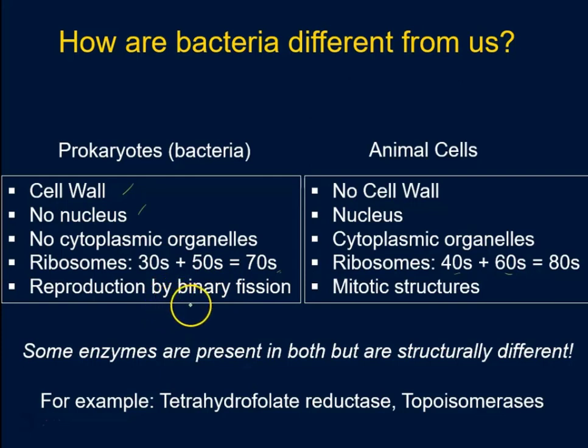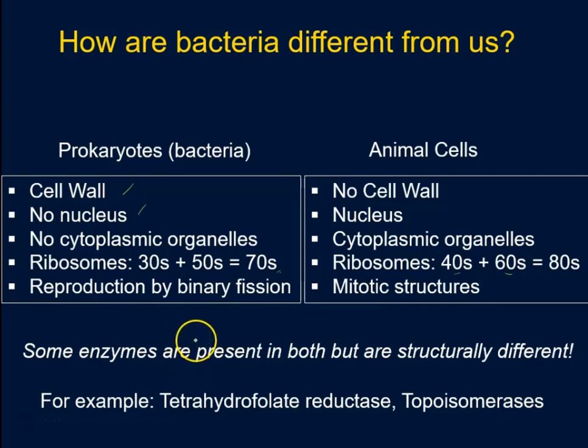Reproduction in bacteria occurs simply by binary fission, and in contrast, in animal cells we have mitosis. So we have mitotic structures that are associated with different stages of mitosis. Bacteria, very simple, divide and divide again.